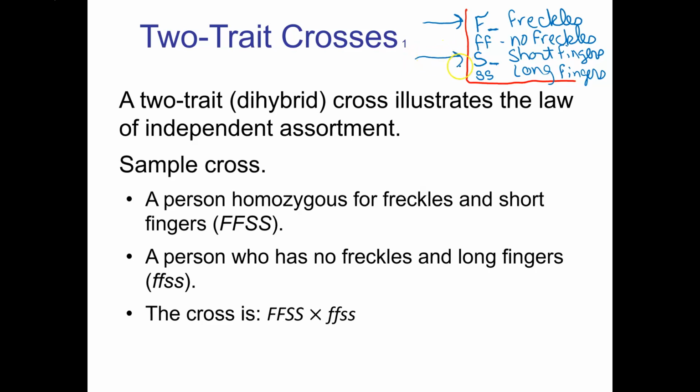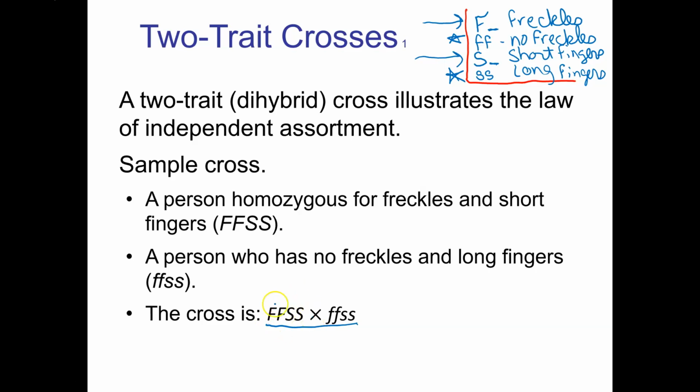and a big S. Remember, homozygous means they have two identical alleles. And a person who has no freckles and long fingers would then be little f, little s. So if we did a cross between these two, it would look like this.